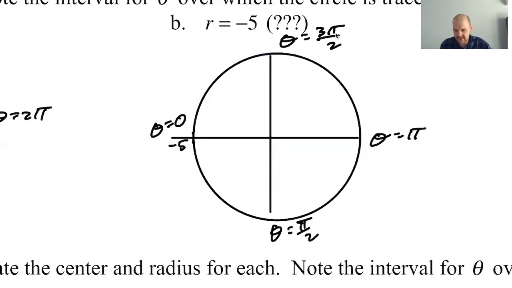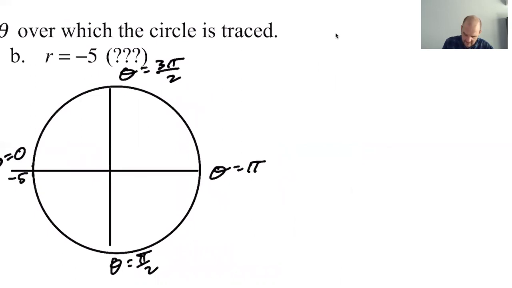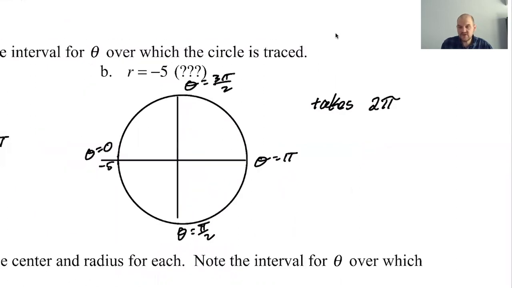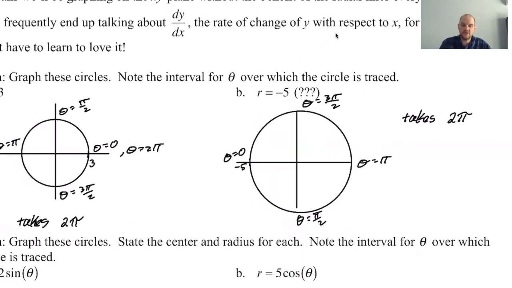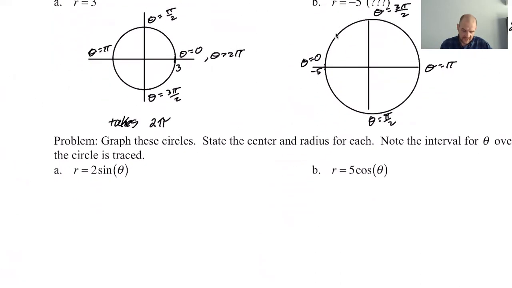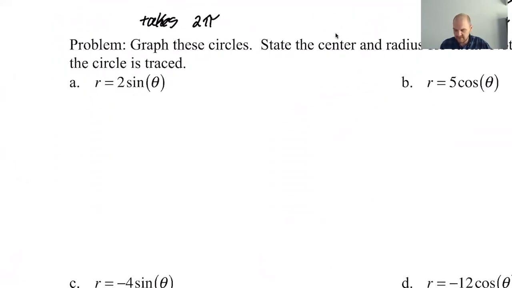So it makes sense that that's where you'd be. And then you finish off at 2 pi. So this also takes 2 pi. So these are your basic circles. They are centered at the origin, and they take 2 pi. You want to go counterclockwise, like calculus, basically all of math wants to go counterclockwise.